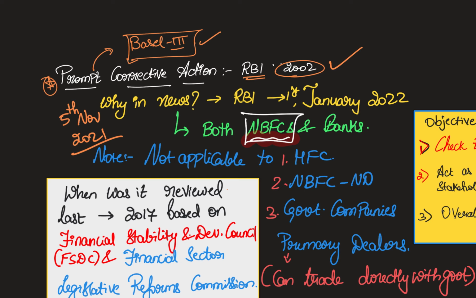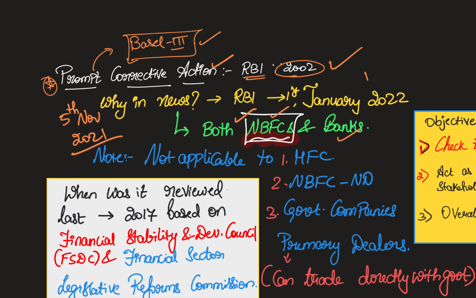Firstly, as the name itself indicates, it's a corrective plan. So, if RBI finds that a specific bank or a non-banking financial company is not functioning in a way that is good for the financial health of our economy or for that particular bank, it will create a trigger or an action plan or a set of strict regulations that that bank and NBFCs should follow.